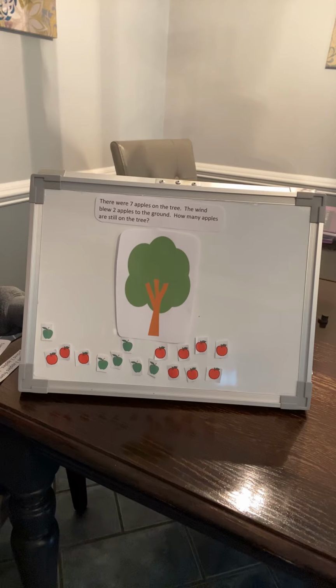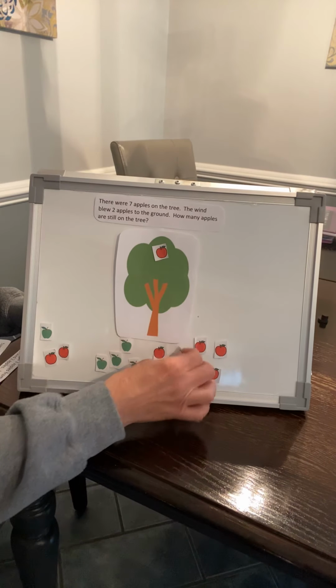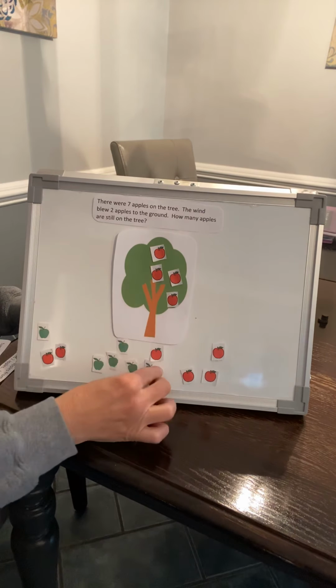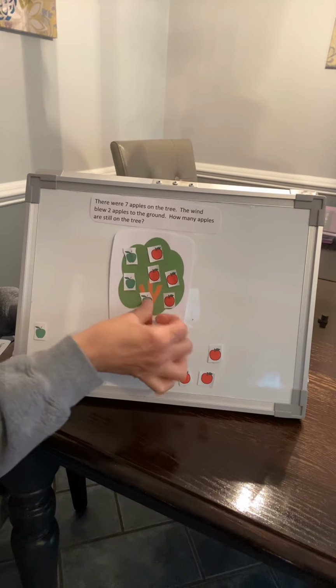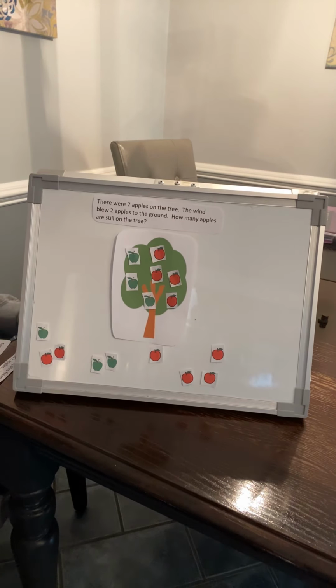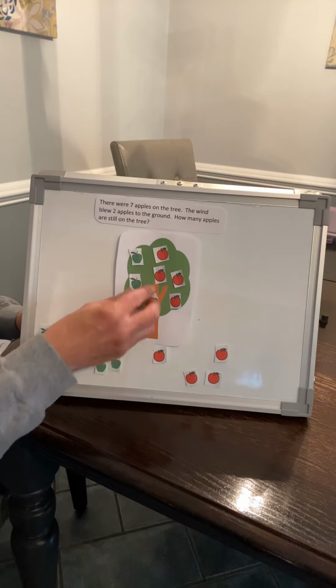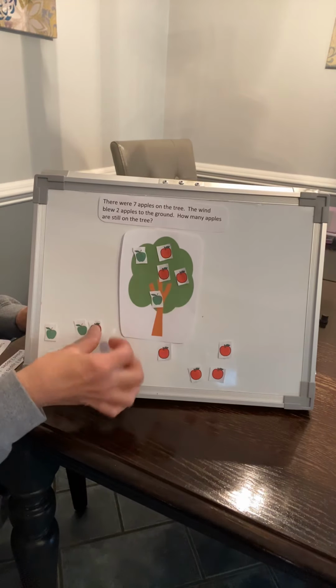There were 7 apples on the tree. Can you count with me as we put 7 apples on the tree? 1, 2, 3, 4, 5, 6, 7. The wind blew 2 apples to the ground. So we're going to have to take 2 of our apples off the tree because they have fallen to the ground. Count with me. 1, 2.